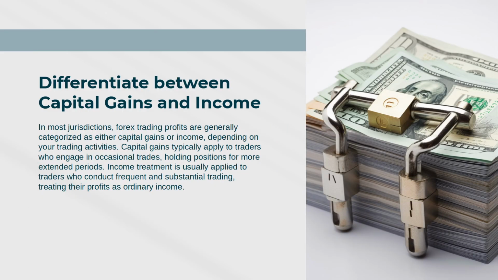Differentiate between capital gains and income. In most jurisdictions, Forex trading profits are generally categorized as either capital gains or income, depending on your trading activities. Capital gains typically apply to traders who engage in occasional trades, holding positions for more extended periods. Income treatment is usually applied to traders who conduct frequent and substantial trading, treating their profits as ordinary income.